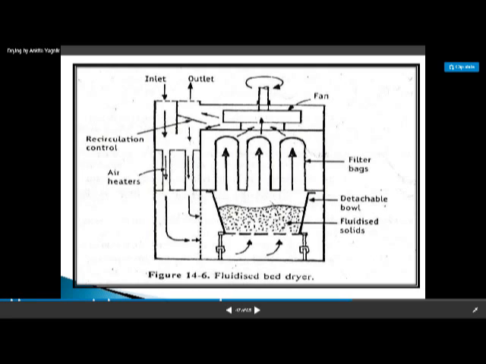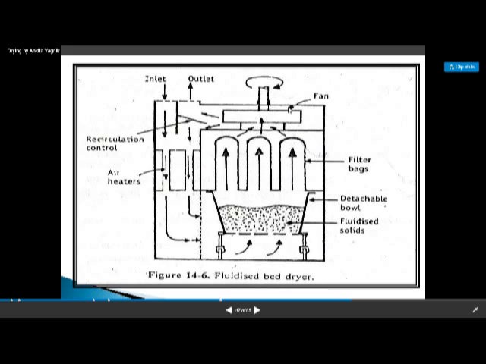They will stay floating up here, because of the very high pressure of the air. You can imagine how things fly in the wind; similarly, these particles will keep flying in the upward direction. And because of this hot air, as the particles are in the fluidized state, the particles are going to dry.